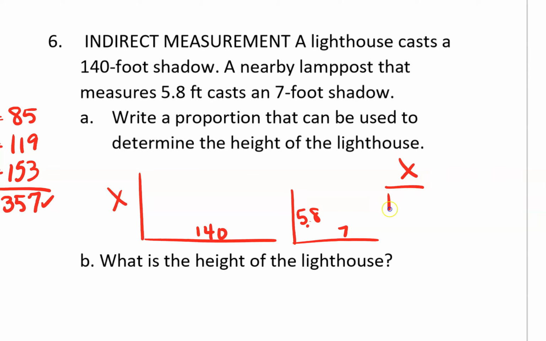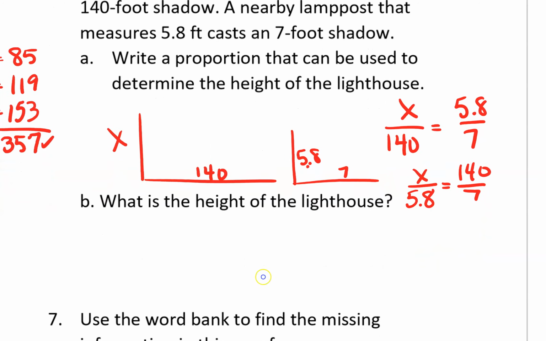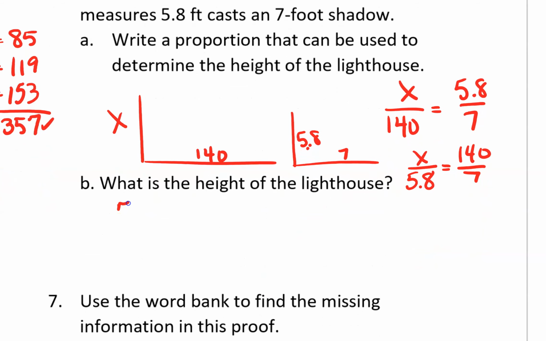So lots of ways to do this. That's one way. You could say height over height equals shadow over shadow. And then actually use that to calculate 7x equals 140 times 5.8. And that is 812. Divide by 7. 812 divided by 7 is 116.